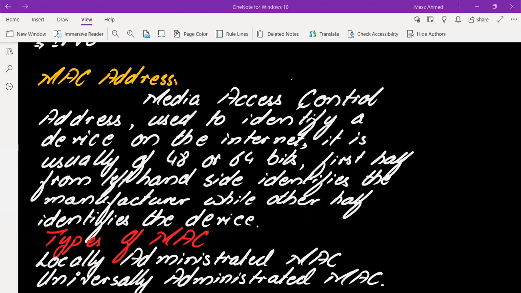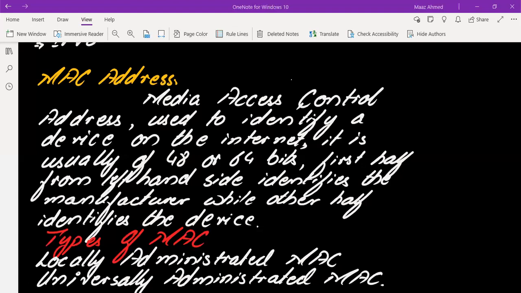For example, right now I'm utilizing my laptop. So this laptop has a particular MAC address through which I will be identified in the world of the internet. And this MAC address is mostly in the hexadecimal format. It is of 48 or 64 bits, out of which the first half from the left-hand side is utilized to identify the manufacturer. Is it Lenovo? Is it Dell? Is it Apple? Is it IBM or whatsoever?